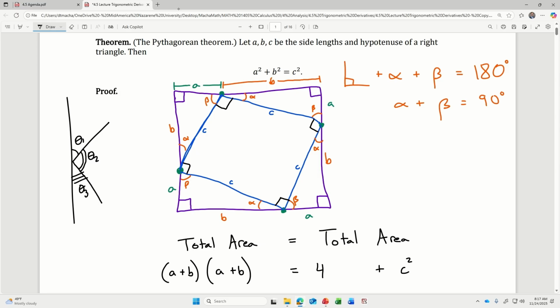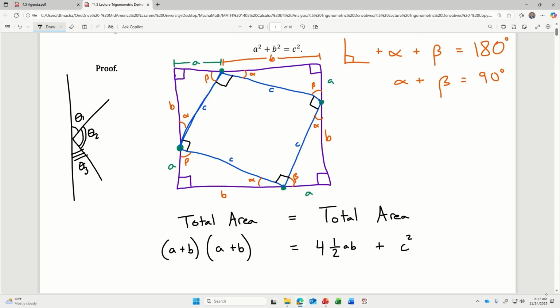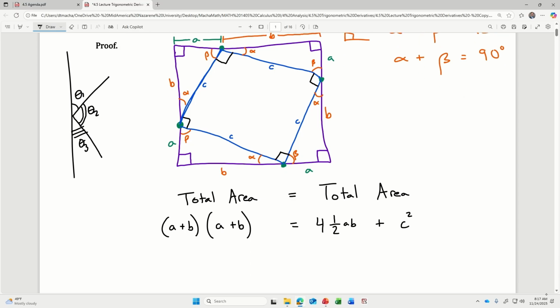What is the area of one of these congruent triangles? 1/2 BA. Right, the area of a triangle is 1/2 base times height. And this time the base is b and the height is a, so I've got 1/2 times a times b, 1/2 times b times a, or whatever. But this is two ways of calculating the area of this purple square. And since it's the same area, they have to be equal to each other.